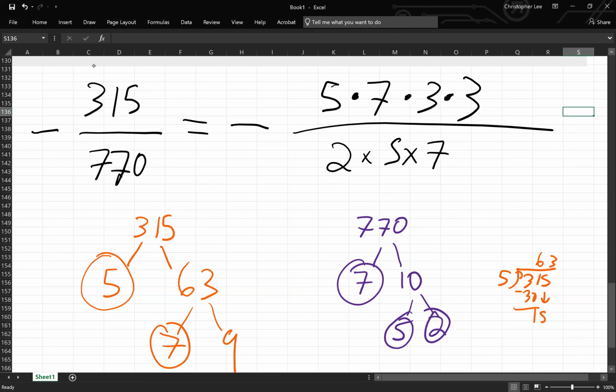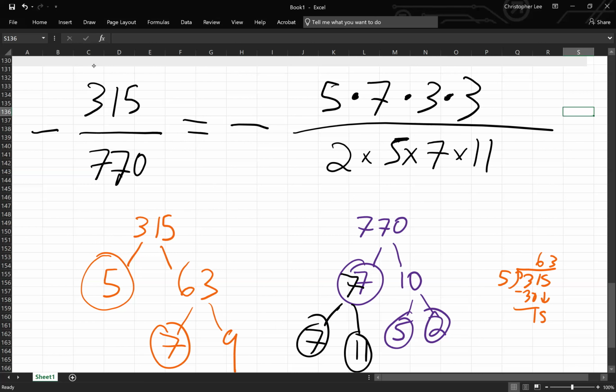You know what I realized? I think this is supposed to be 77. Made a mistake there. And then this is 7 and 11. That sounds better. So it should be 2, 5, 7, and 11. My mistake. Sorry about that.